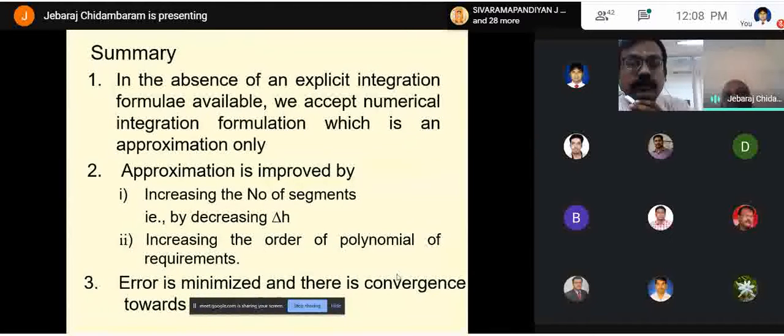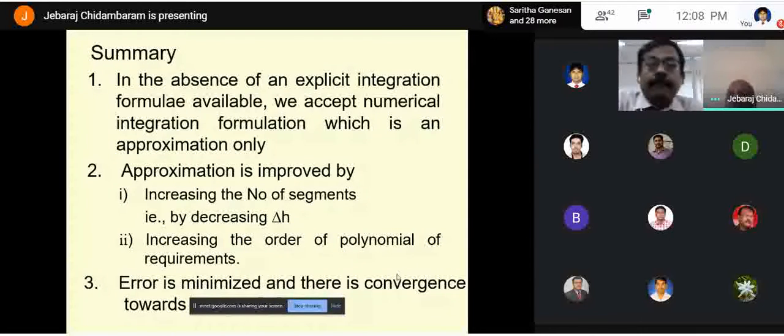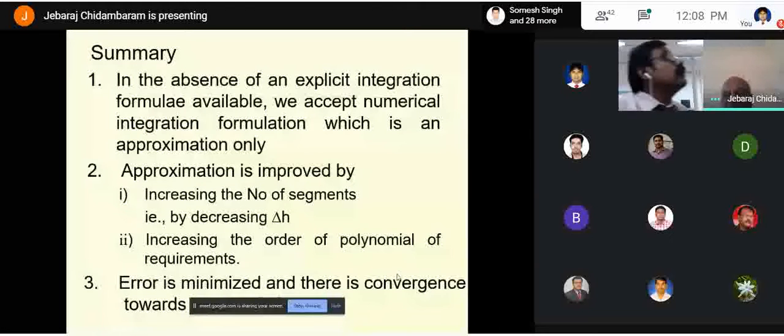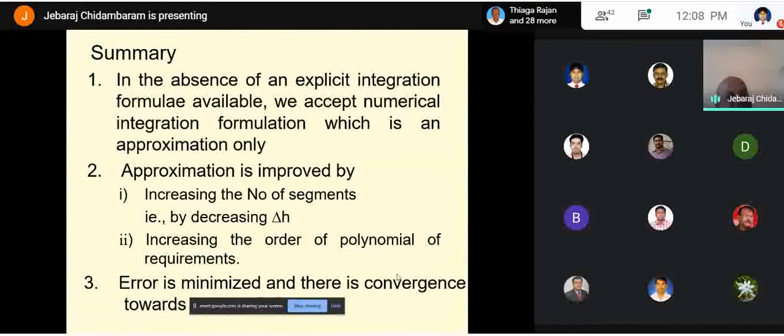Now, this slide which you see on the screen summarizes what we've been talking about so far. In the absence of an explicit integration formula, we as engineers accept numerical integration, which is an approximation. We don't mind it. That approximation can be improved by increasing the number of segments, or by increasing the order of the polynomial, which you also agree. But one good advantage, thank God, is that it is converging.